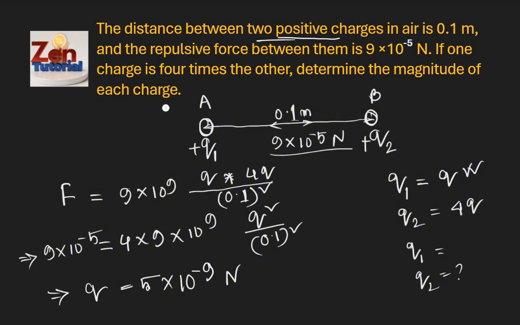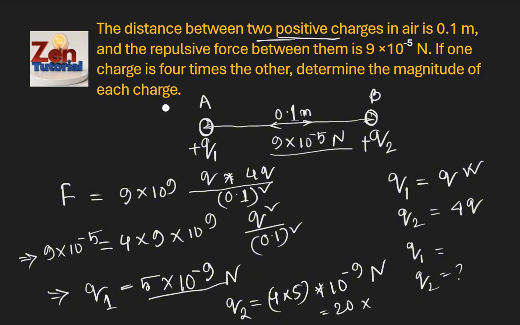And if we are going to determine the value of Q2, so this is actually the Q1, right? And Q2 is equal to 4 times this value. So 4 times 5 is 20 into 10 to the power 9 Newton. So this is Q1 and this is Q2. So this is the final answer.